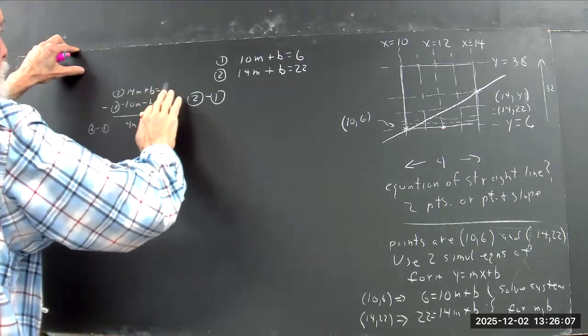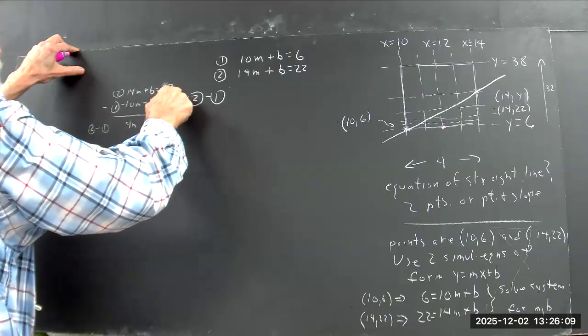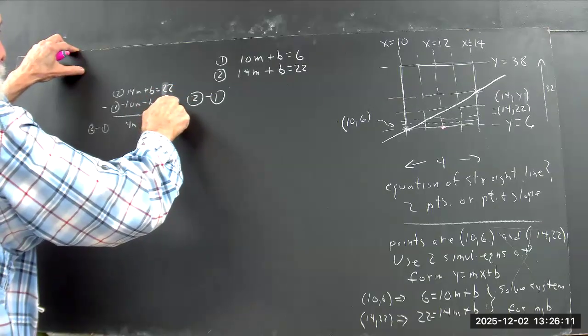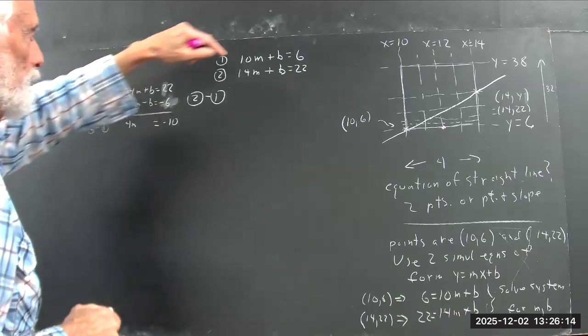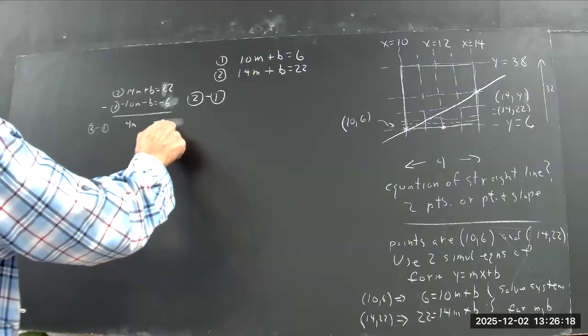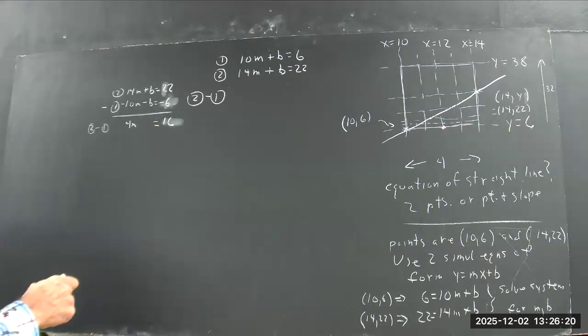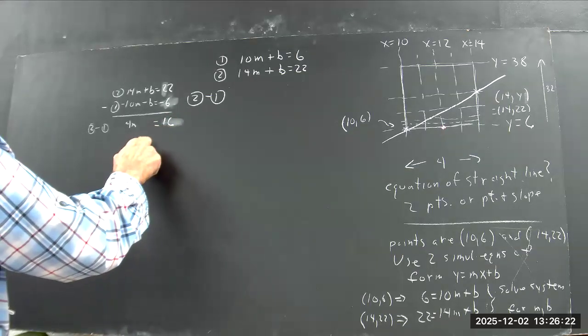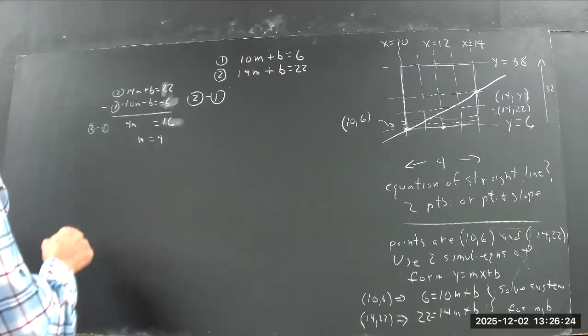Okay, I've got the numbers over here wrong. 14m plus b is 22. And then the negative of this equation gives us negative 6. So 4m equals 16. M equals 4.